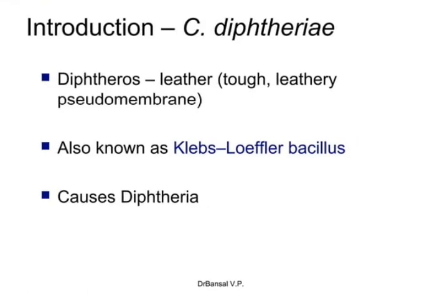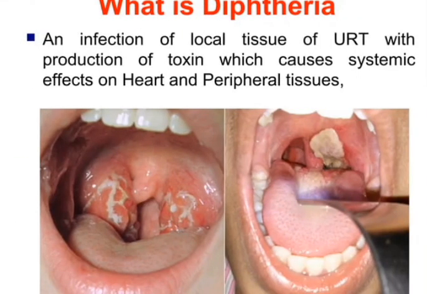Introduction. Diphtheria produces a tough, leathery pseudomembrane. The organism is also known as the Klebs-Loeffler bacillus and causes diphtheria. Diphtheria is an inflammation of the local tissue of the upper respiratory tract with the production of a toxin, which causes systemic effects on the heart and the peripheral tissues.